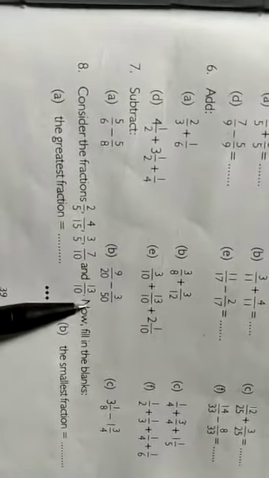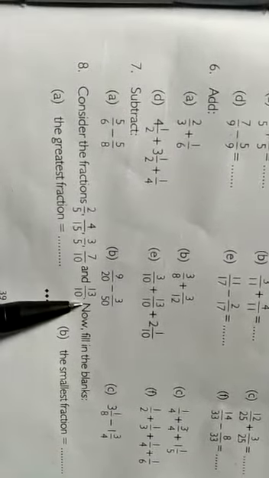Your question number 8 is: consider the fractions given here. Now fill in the blanks. A, the greatest fraction. So firstly students, we have to find the greatest. Which one is the greatest fraction? For the greatest fraction, we will compare these fractions. So how to compare all these fractions? Okay, given here are 5 fractions and we have 5 denominators.